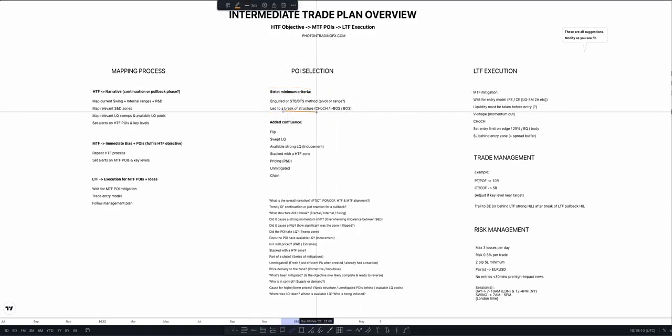If you want to be trading from something that's actually broken structure, then this can be added in, right? But mold this into your own.